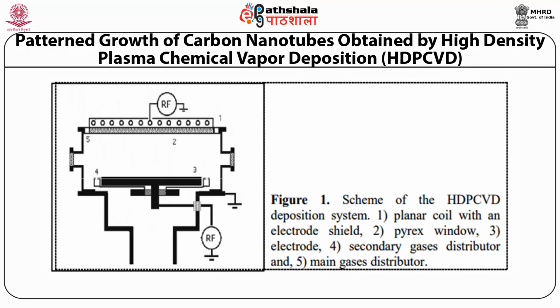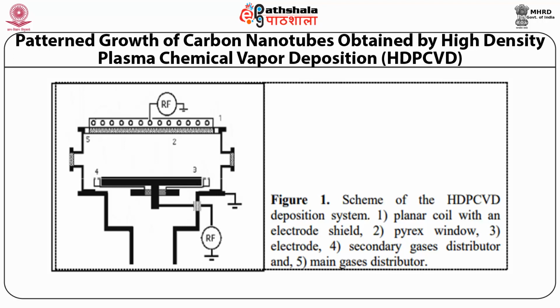For the ion acceleration, another RF system in planar configuration is used, which is shown in the figure. The substrate temperature was not controlled but measured by a type K thermocouple, which indicated that the temperature never exceeds 90 degrees. For the CNT growth, the pure methane plasma processes were used.